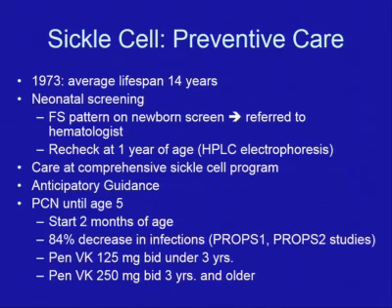But again, one of the biggest things that we've done is started antibiotic prophylaxis for these patients. So again, we want to start by 2 months of age. We continue it at least until 5. The gold standard is penicillin. A lot of people use amoxicillin. They probably work equally effective. Before newborn screening started, the mortality from sickle cell was 25% by age 4. So we have significantly improved that.